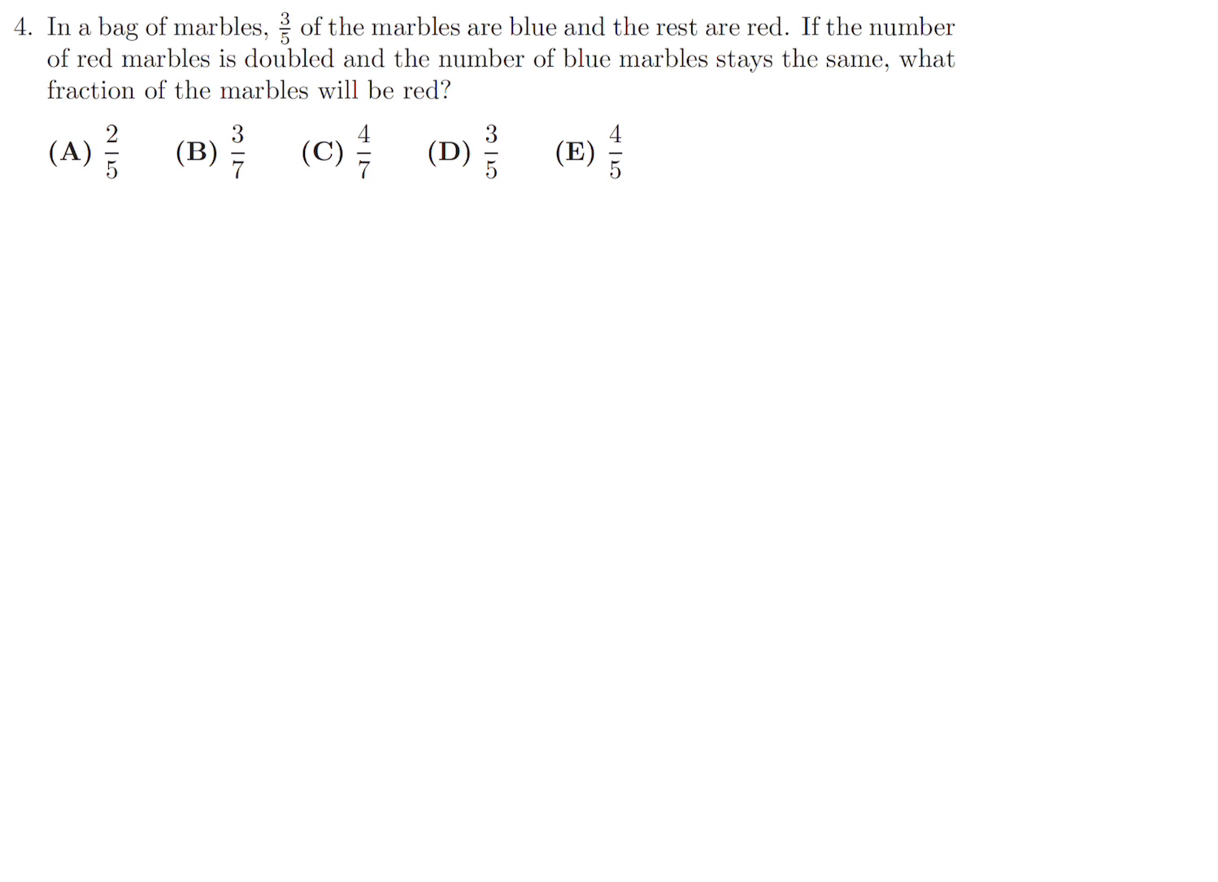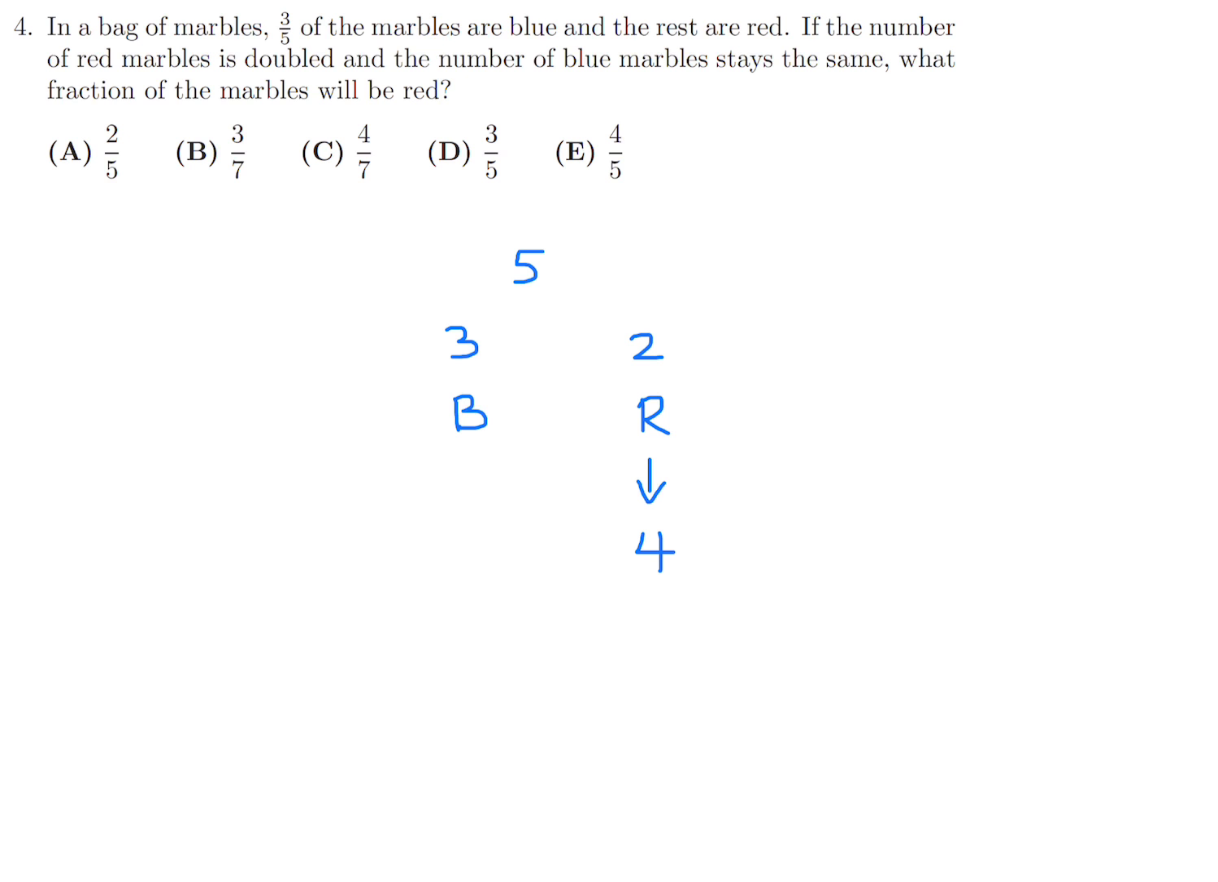In a bag of marbles, 3/5 of the marbles are blue and the rest are red. If the number of red marbles is doubled and the number of blue marbles stays the same, what fraction of the marbles will be red? Well, initially, let's say you have 5 marbles, and 3 of them are blue, and the other 2 are red, right? And then what they're saying is that they're doubling the number of red marbles. So instead of 2, it becomes 4.